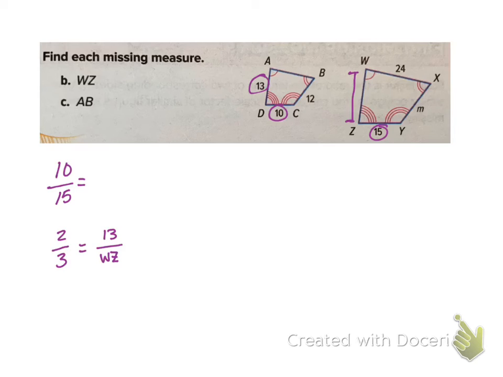Now this one might be a little bit more difficult to solve because our WZ is on the bottom of that equation. So let's multiply by WZ on both sides. Okay, those ones are going to cancel. And now we need to multiply by the reciprocal over on the left side. So multiply by 3/2. Multiply this one by 3/2. Now 3/2 times 2/3, this all reduces to 1, right? So we should get WZ equals 13 times 3 is 39 over 2. And that is our side length.